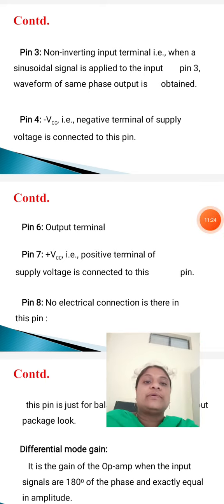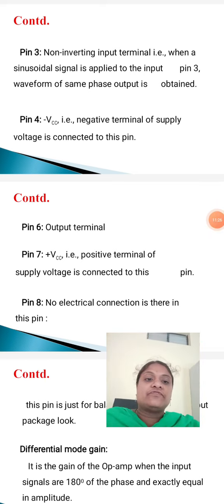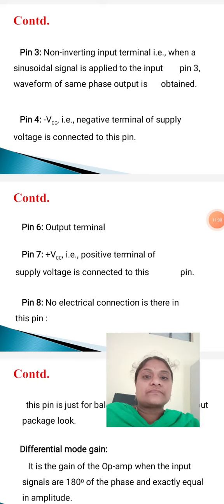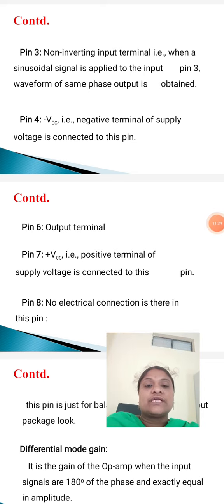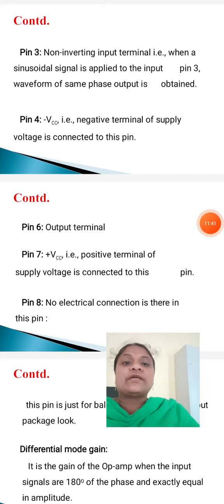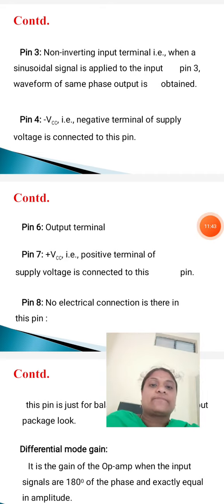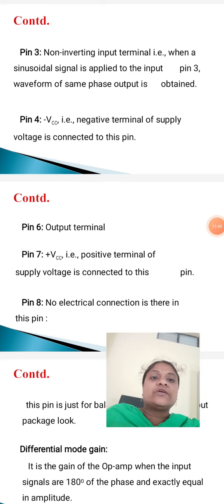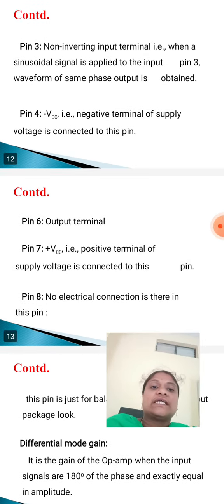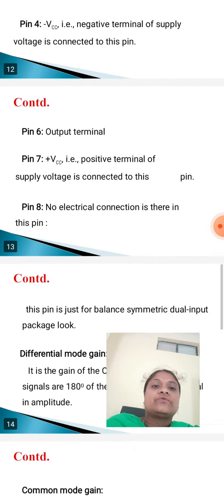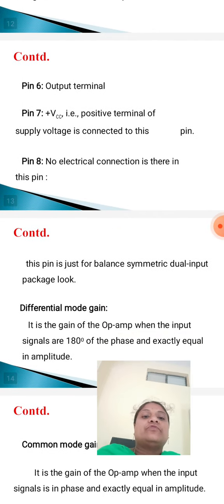So, what about pin 4 of the IC741 pin configuration? Pin 4 is connected to the negative supply voltage, minus VEE. That is, the negative terminal of the supply voltage is connected to this pin. Okay, pin 4 is completed.